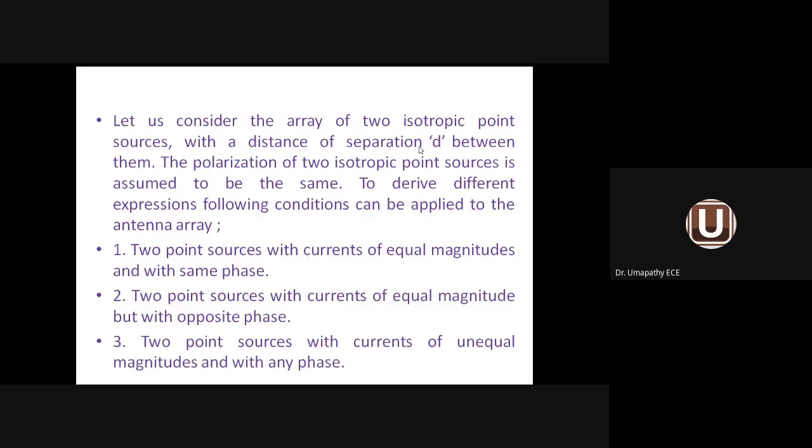So let us consider an array of 2 isotropic point sources. I was telling the meaning of isotropic. Isotropic means ideal in nature. Practically does not exist. Hypothetically, it is imaginary. So I go for an array of 2 impracticable antennas or radiators with a distance of separation d between them. So I've taken 2 antenna elements. One is A1, another one is A2. They are isotropic in nature. That means they are ideal in nature, and the distance between them is d, small letter d. And the polarization of both the antennas is assumed to be the same. The polarization of the first antenna element and the second antenna element both are found to be the same.